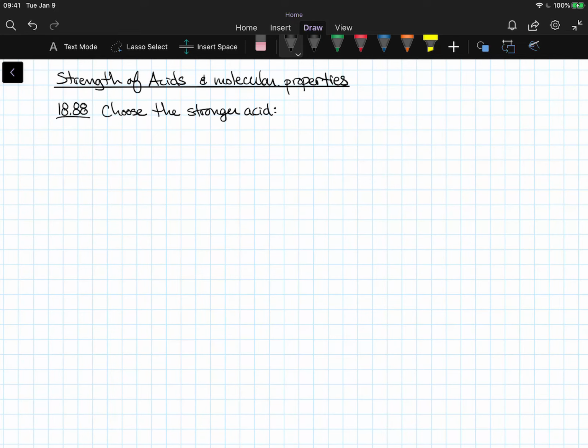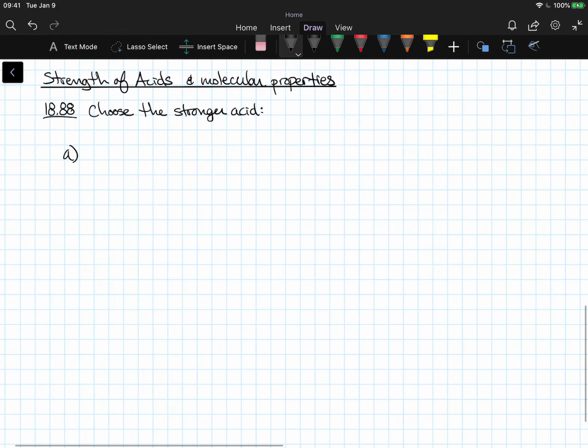So this is practice problem 18.88 out of your textbook. Choose the stronger acid. So the first one's pretty straightforward. You're going to want to leave yourself some room for this because we are going to be doing a little bit of drawing here later on. But the first one is just comparing HBr or H2Se, selenium.